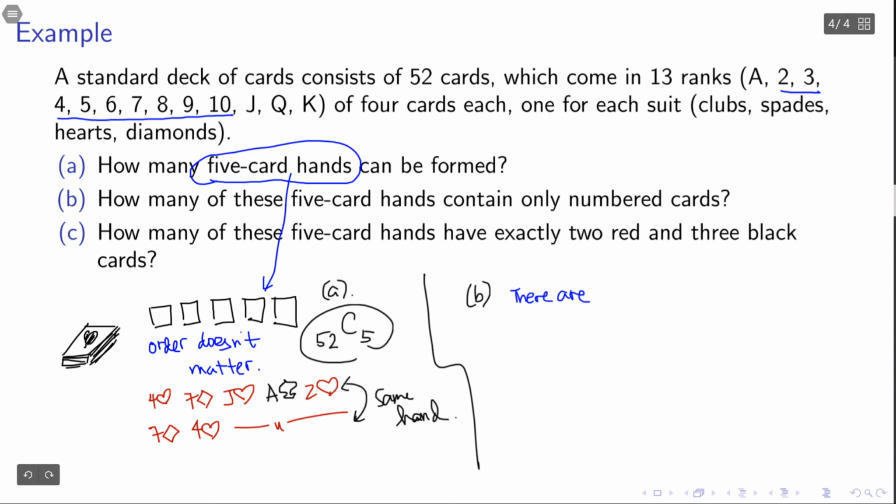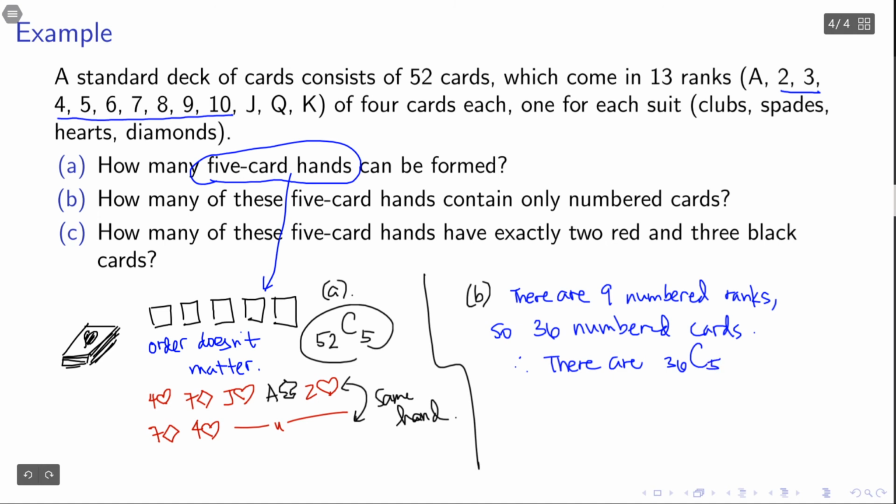There are 1, 2, 3, 4, 5, 6, 7, 8, 9. So there are 9 numbered ranks. So a total of 36 numbered cards in the deck. Therefore, there are 36C5 such hands. Okay.